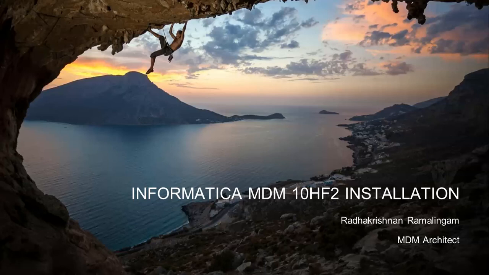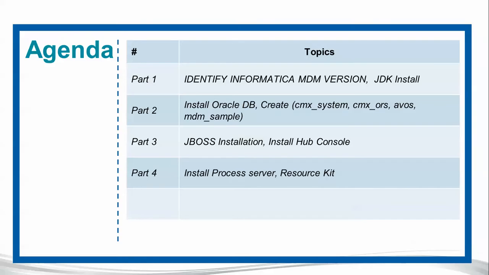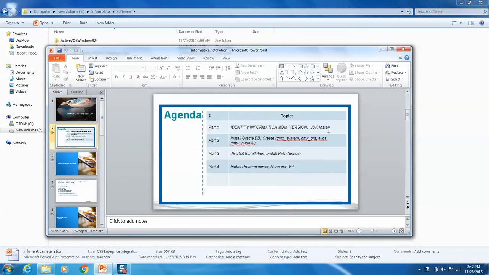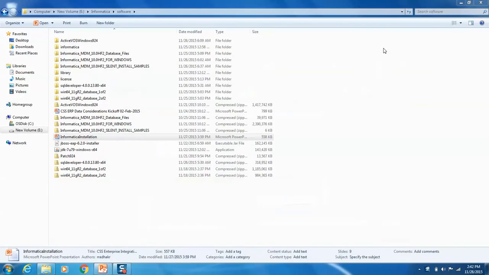This is regarding how to install the Informatica MDM 10HF2 on Windows. We already looked at it in my part 1 series. We identified the right Informatica MDM version, as well as all the prerequisite software in order to install the MDM. In part 2 we installed an Oracle DB, as well as created the schema. In part 3 all we are going to do is install the JBoss as well as the hub console.